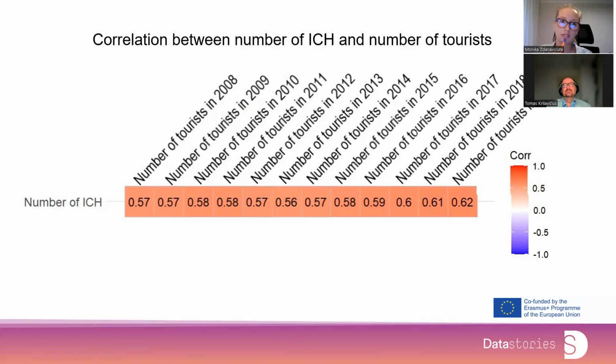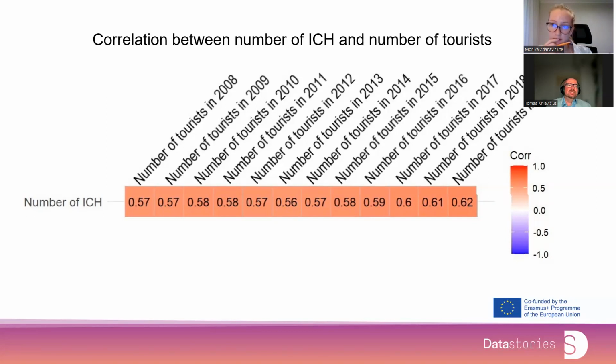Monika, please. Yes, so here we can see the correlation between number of intangible cultural heritage and number of tourists. As we can see, the color of these areas is quite bright, and we can see numbers that are above 0.5. So it's positive correlation, and we can see that over time the correlation is getting stronger.